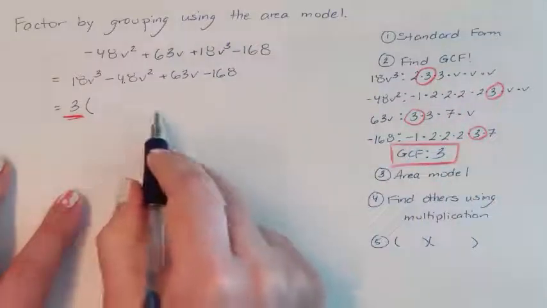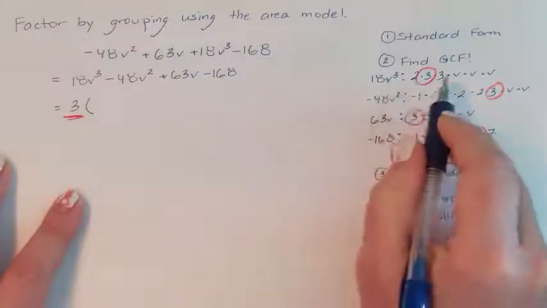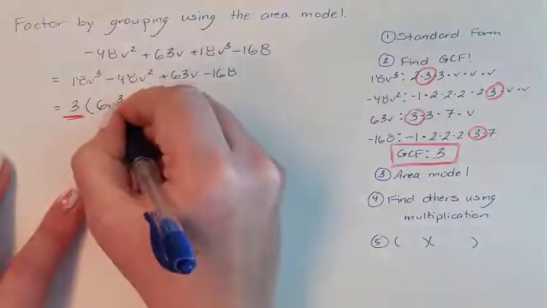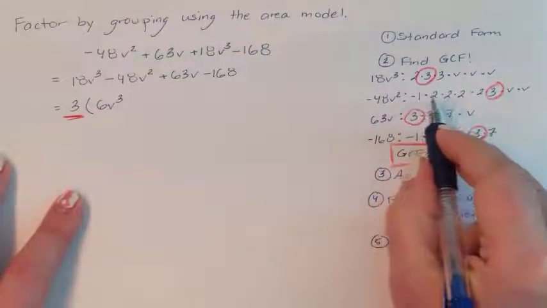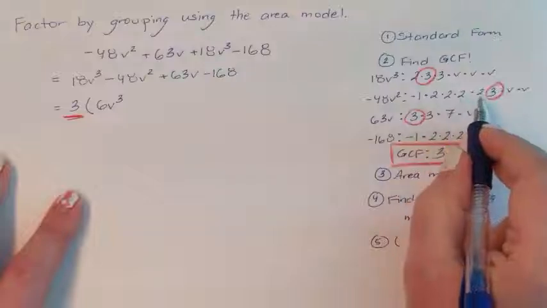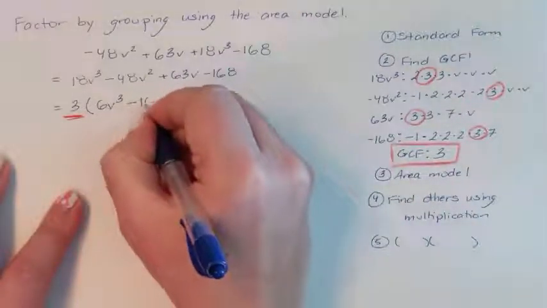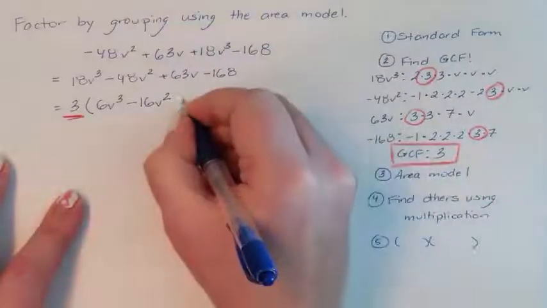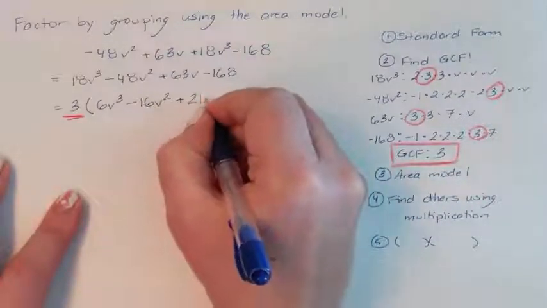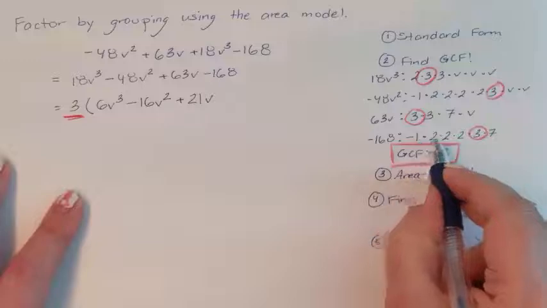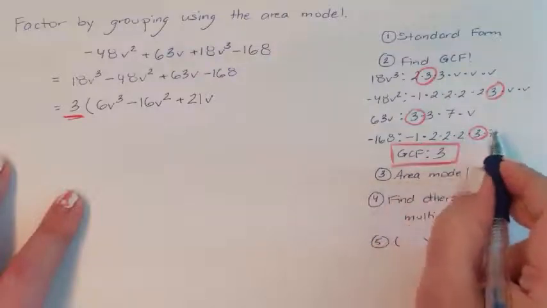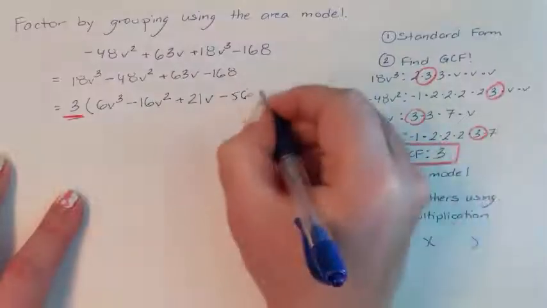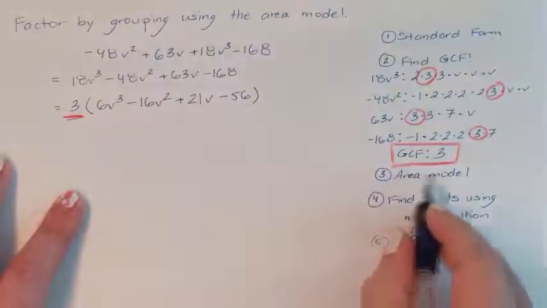4 lists, 4 chunks. So 2 times 3 is 6, so this is 6v to the third. Negative 1 times 2 times 2 times 2 times 2, so this is a negative 16, and that had a v squared in it. 3 times 7 is 21, so that's a positive 21v. Negative 1 times 2 times 2 times 2 times 8, so this is a negative 56, and there were no v's in it. So the next step is to do the area model.